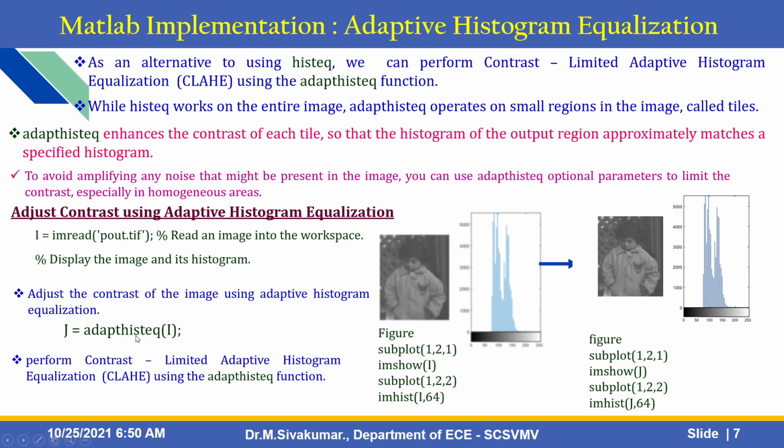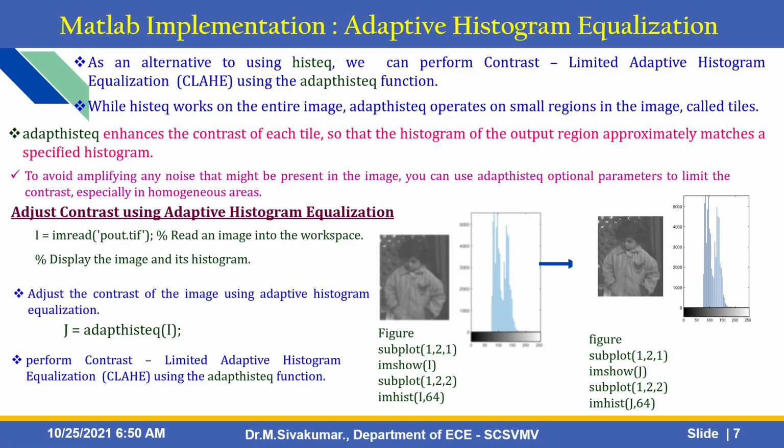Previously the histeq function was used. Here the adapthisteq function is used to improve the image contrast. As an alternative to histeq, we can perform contrast limited adaptive histogram equalization using the adapthisteq function.